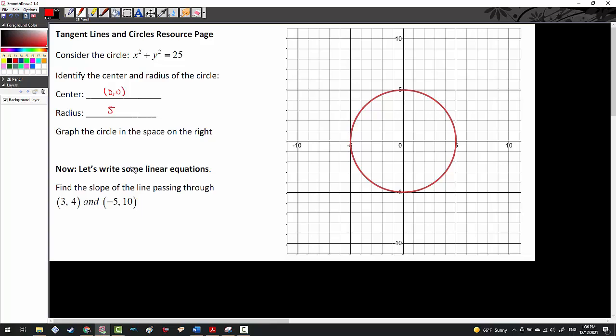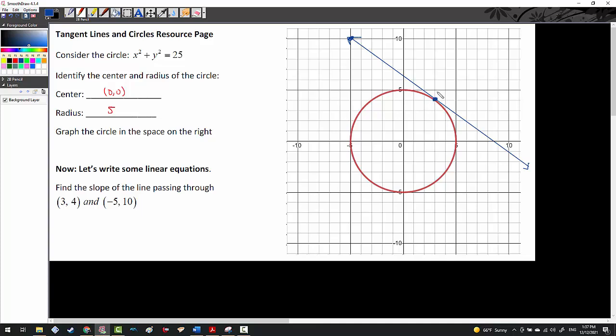So now let's go and write some lines that are passing through this circle here. So I'm going to go and find the slope of the line that passes through 3, 4 and negative 5, 10. So let's see, 3, 4, so 1, 2, 3, up 1, 2, 3, 4. That's going to be right here. And negative 5, 10 is going to be right here. And if I slope this thing down and have it pass through that point, what you'll notice is that the line hits the circle in a very peculiar kind of way.